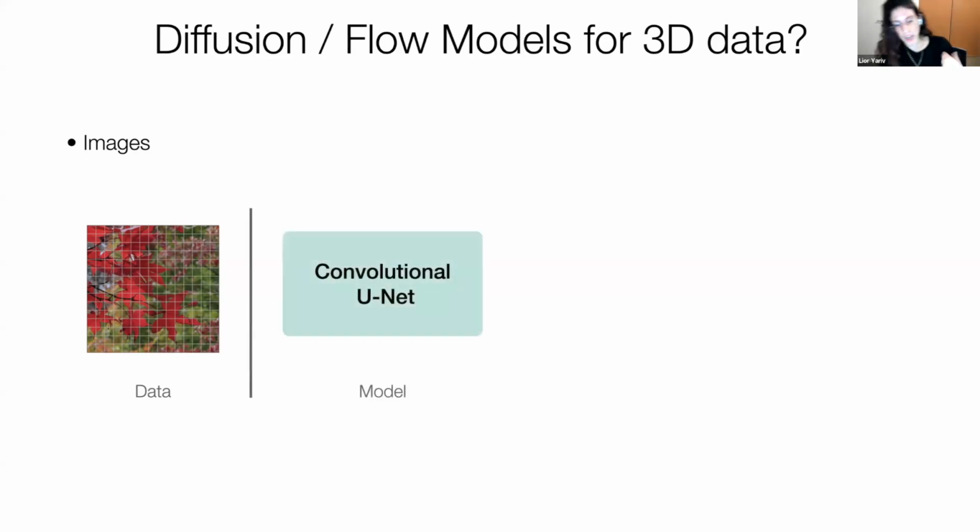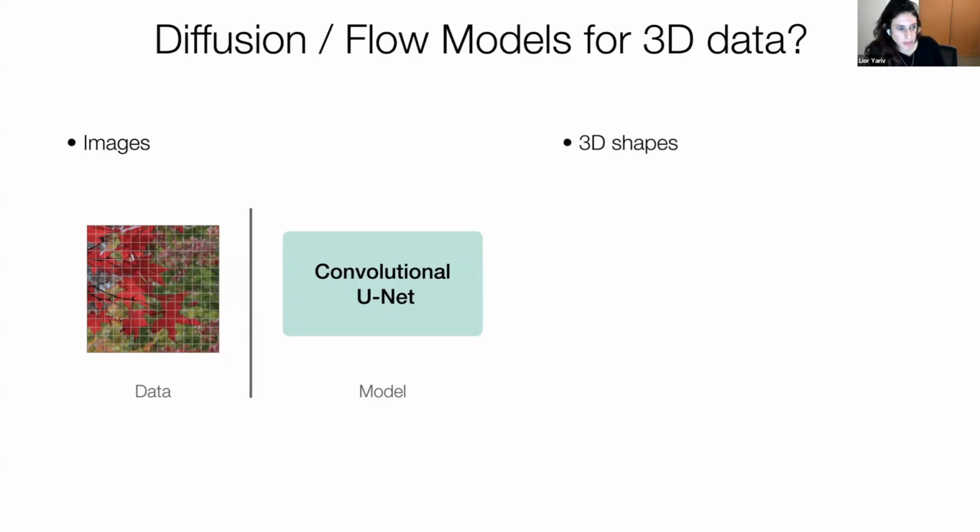And according to the data representation, you can also choose a specific model that you want to train with. For example, with images, people are using convolutional neural networks, or specifically the UNet architecture. Some people are now starting to use transformers, but this is something that is well known and common to work well with this type of 2D grid data.